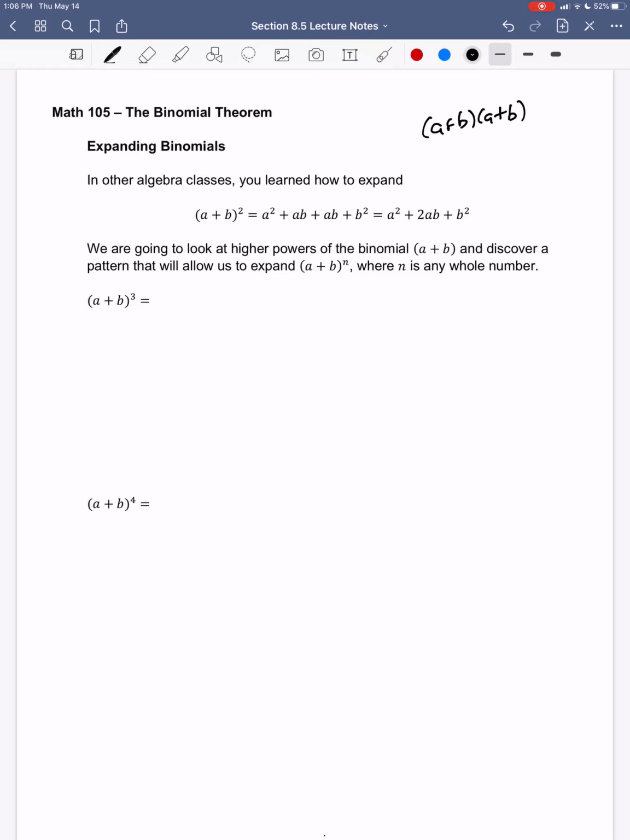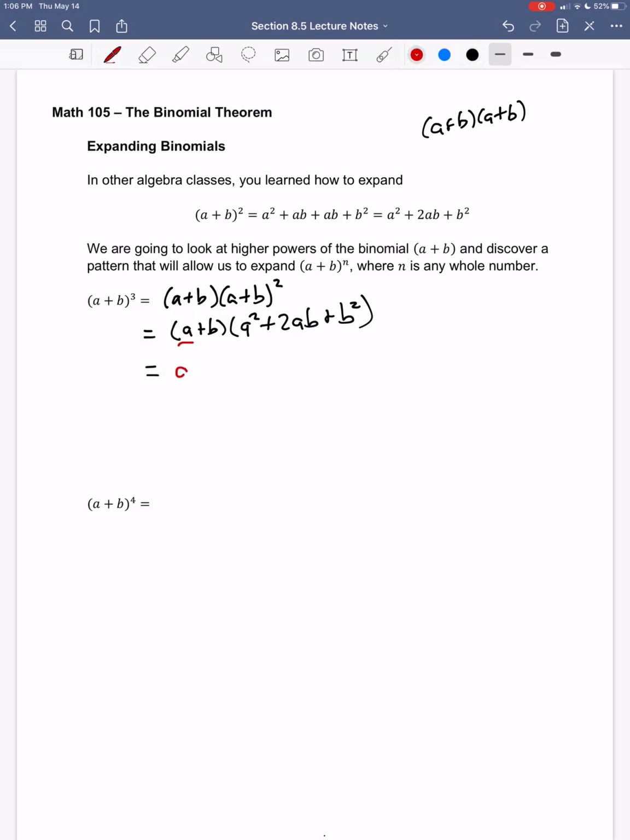Now, we're going to look at higher powers of this in this lecture today. So how I'm going to start is if I want (a plus b) to the third power, that's really just (a plus b) times (a plus b) squared, right? There have to be three total (a plus b)'s. But I already know what (a plus b) squared is. We just figured that out. That's a squared plus 2ab plus b squared. So I need to multiply everything by a first.